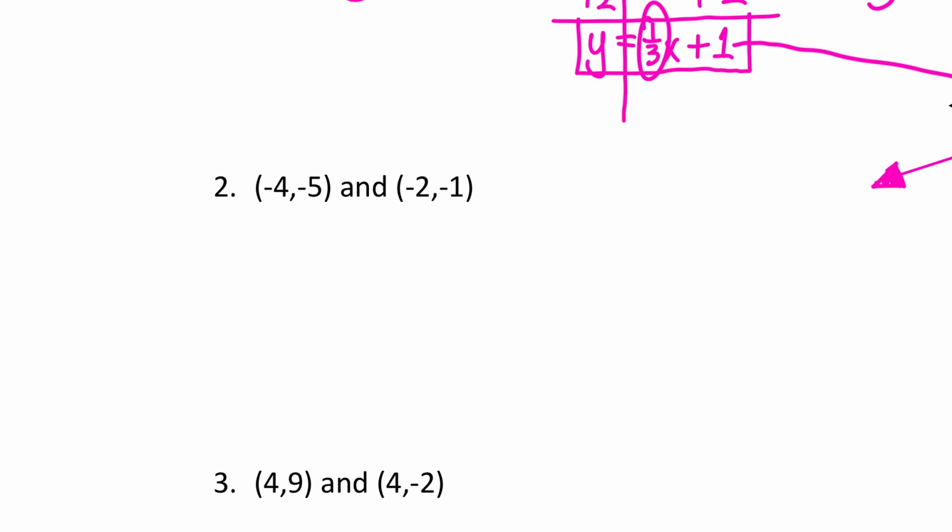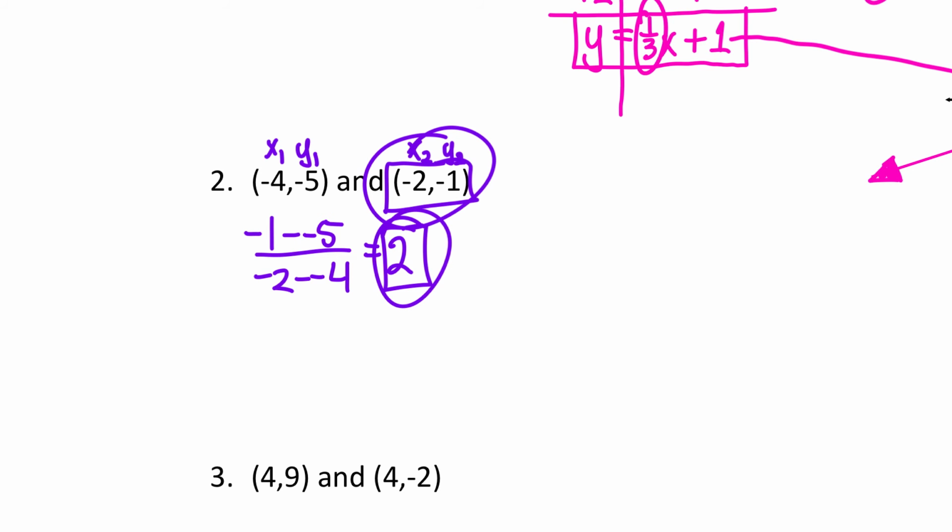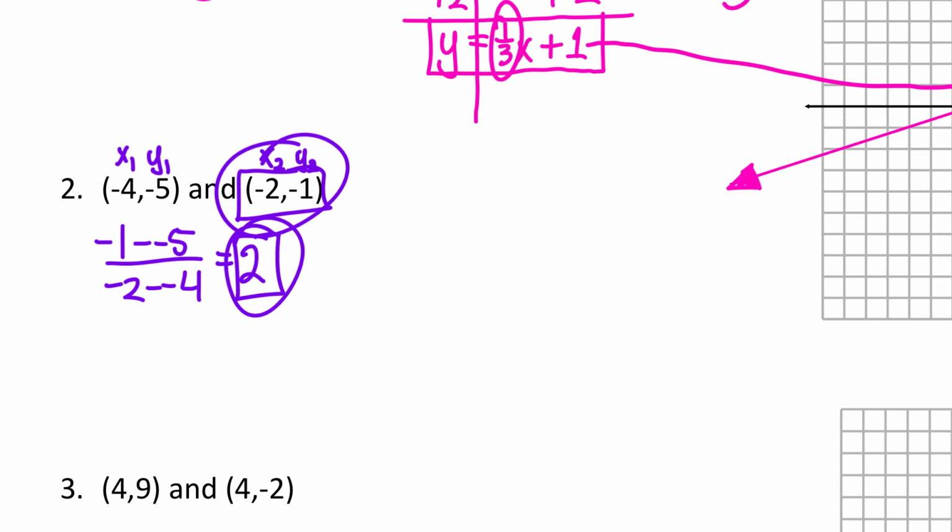Okay, next one, number 2. All right, so x1, y1, x2, y2. So in the slope formula, it's going to be -1 minus -5 over -2 minus -4. Which is 2. Okay, slope is 2. This time I'll choose the second one, okay? So I'm going to use the second point, and I'm going to use that slope. So plugging this into point slope first, what's it going to look like? Okay, good. Y plus 1 equals 2 times x plus 2. Yeah, I should have used that 4, 5, but that's good.